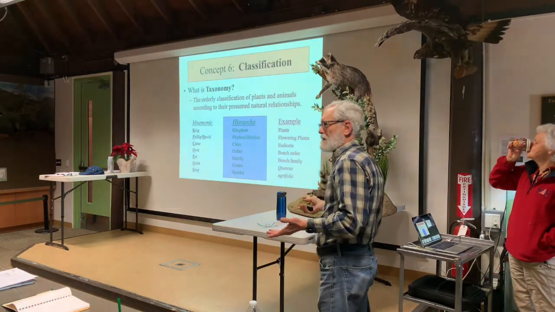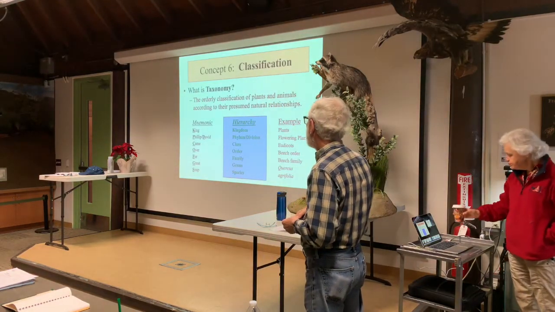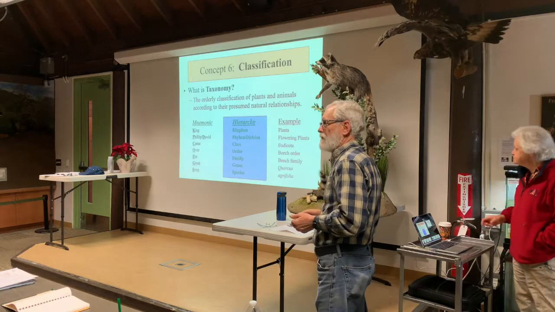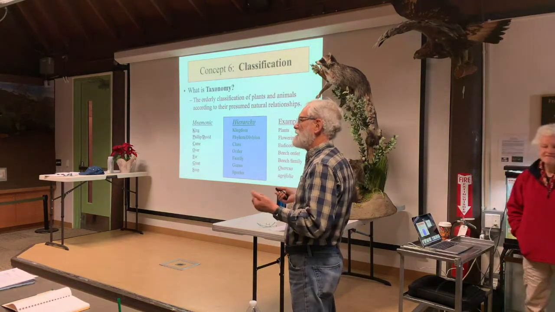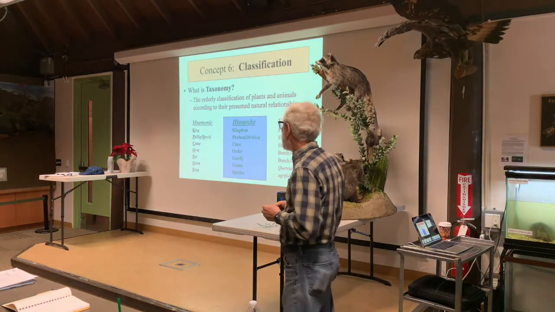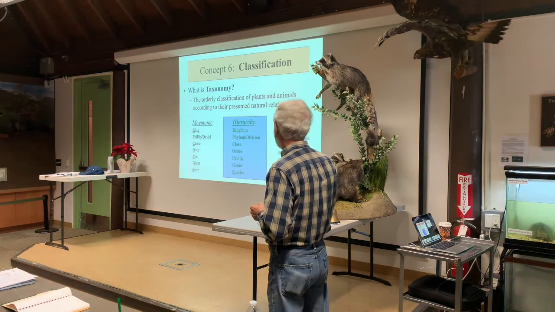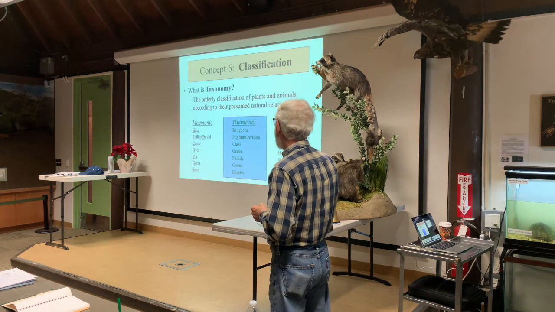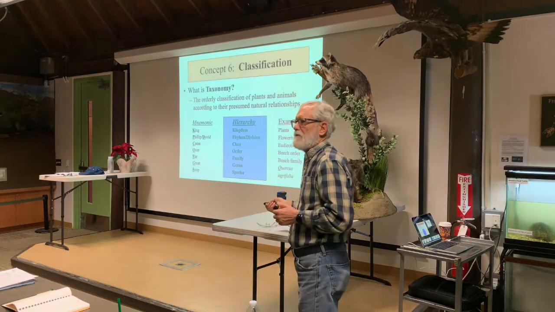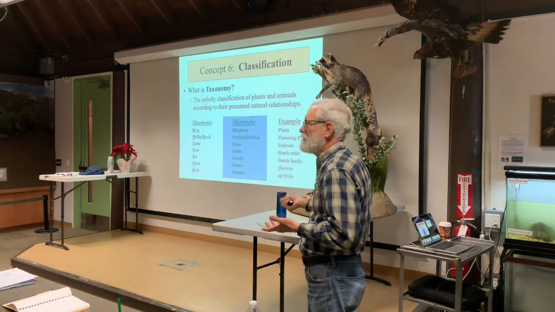There are lots of mnemonics out there. This one's King Philip came over for great soup. It doesn't have to make sense, just as long as you can remember. By the way, a minor thing: for plants they talk about division instead of phylum, so say King David instead of King Philip.